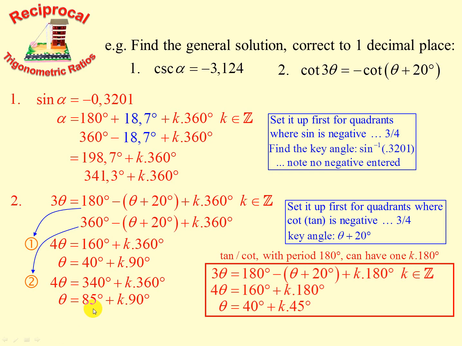We're not missing the 85 degrees because, in fact, if you add 45 onto 40, you get your 85 degrees. That's the useful thing about tan and cot. There's no harm in having done it that way though, so don't feel you'll lose marks.